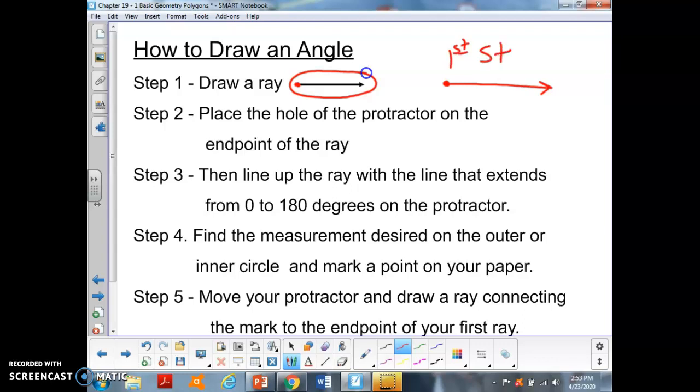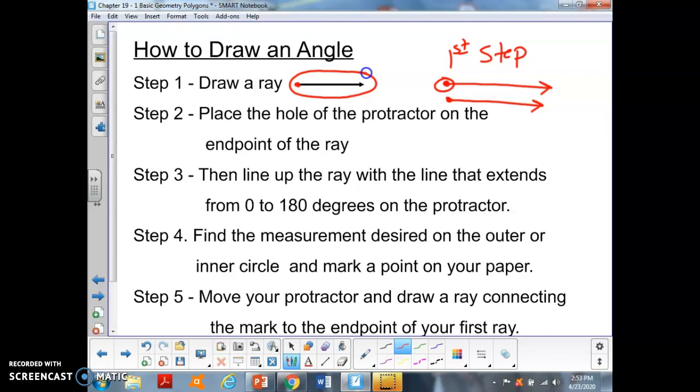I'm talking about every problem you do today, you're going to start, draw an endpoint, and draw a ray. Which way that ray goes will be up to you. Second step, you're going to place the hole of your protractor on the endpoint of the ray, when you draw your own. Then you're going to line up the ray with the line that extends from 0 to 180 degrees on the protractor, and I will show you that on the next slide.